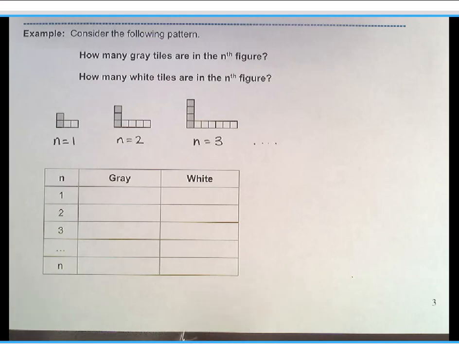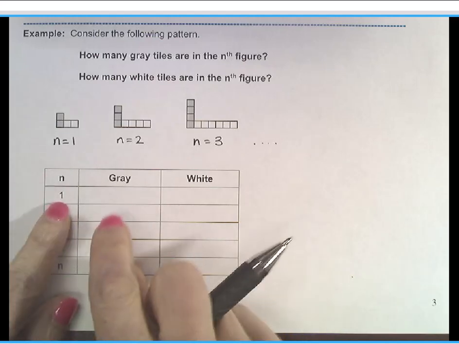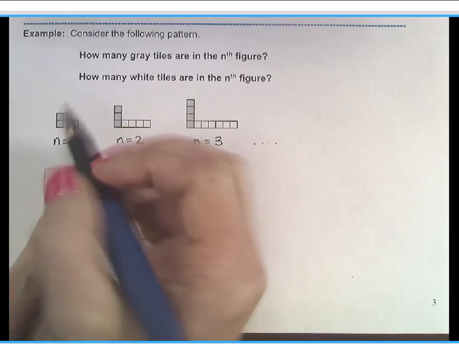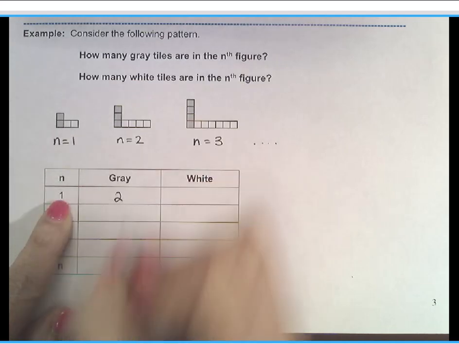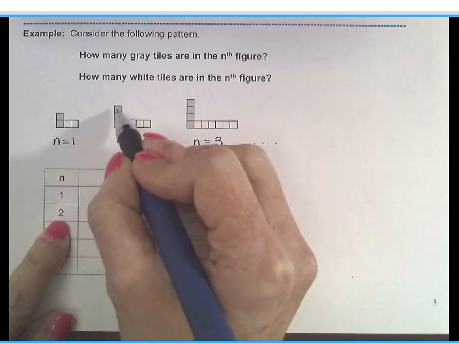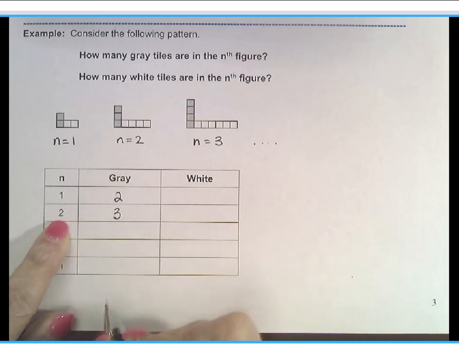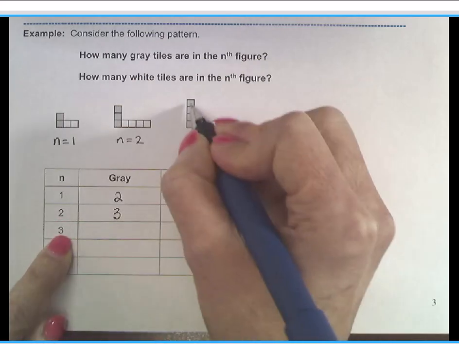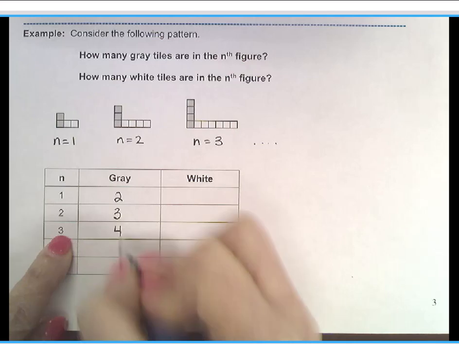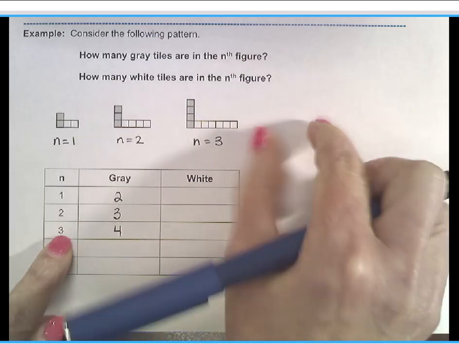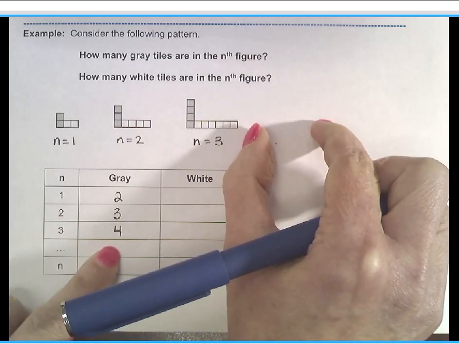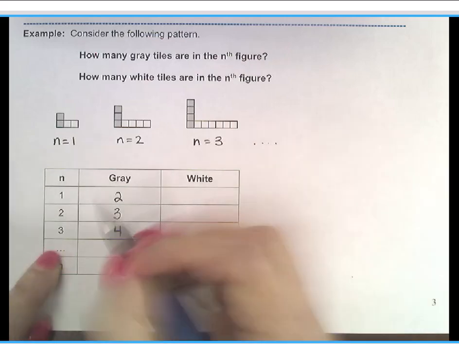So let's just look at the gray tiles to start with. How many gray tiles are in the first position? Well, there are 2. In the second position, there are 3. In the third position, there are 4. So if I added another picture, it would have 5 gray tiles, and then 6, and then 7. So you can see the pattern.